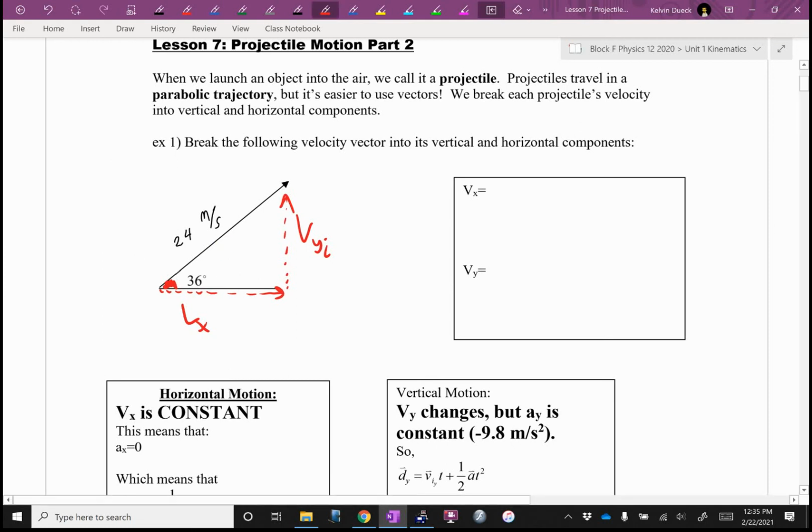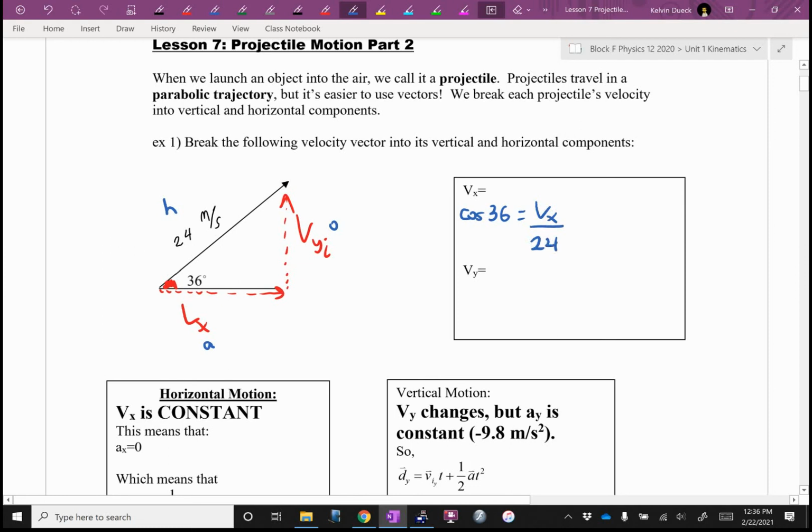This 24, is it opposite, adjacent, or hypotenuse? What about Vy initial? What about Vx? Adjacent? Vx, A and H. Which trig function? Cos, you say. You're correct. In fact, it would be cos 36 equals Vx over 24.